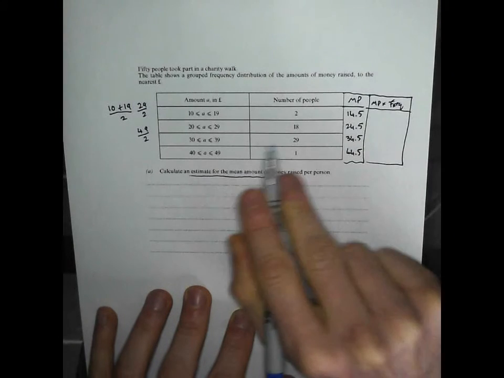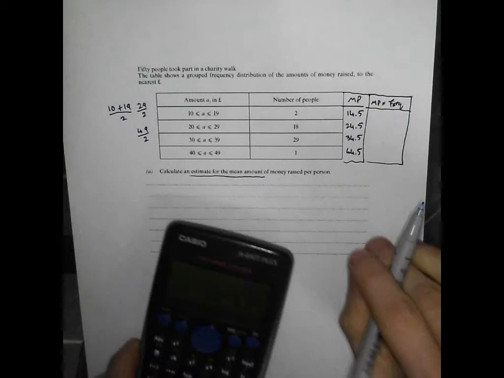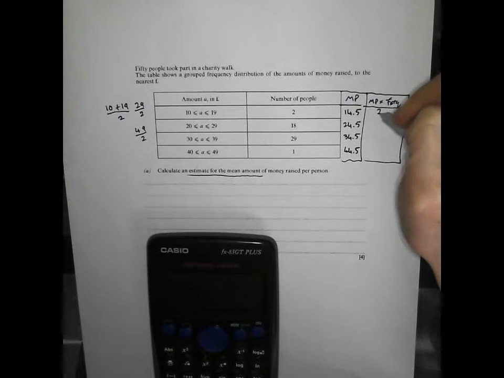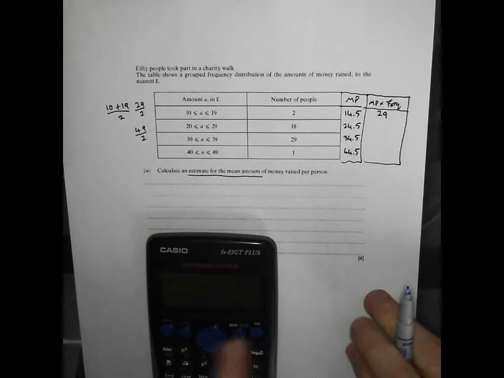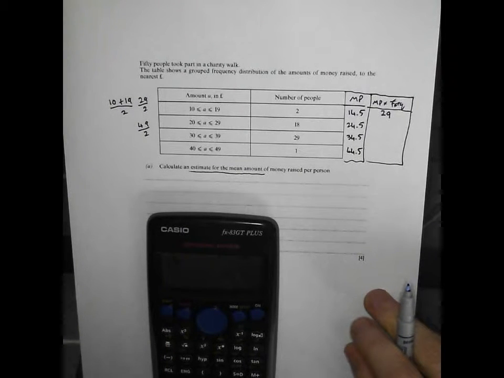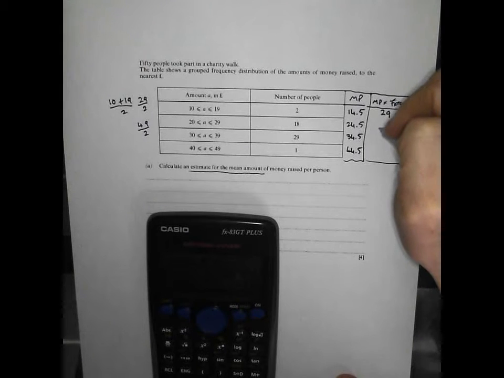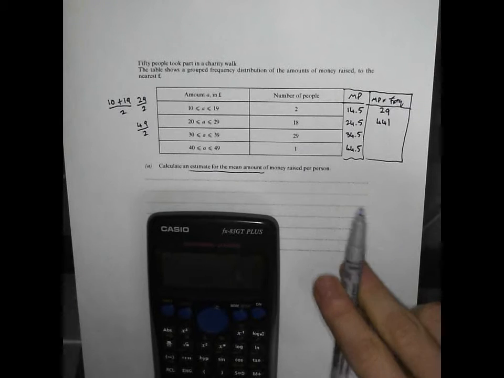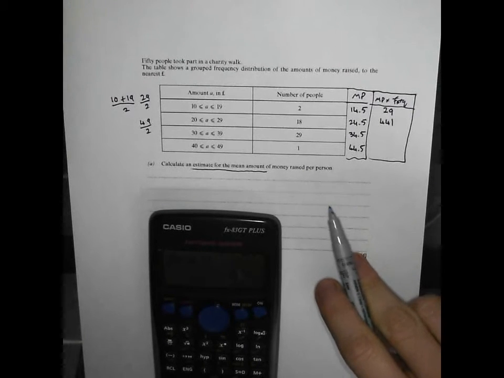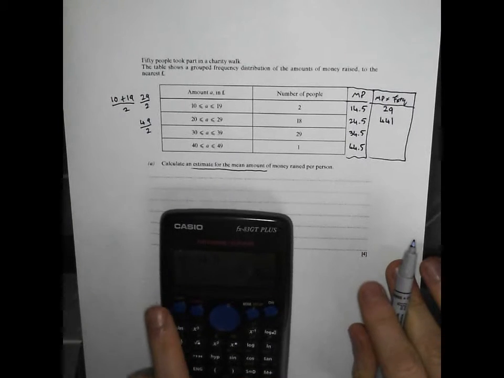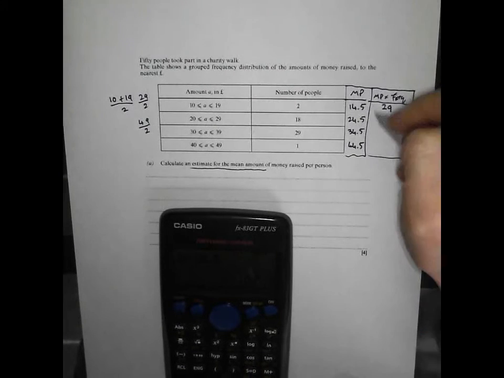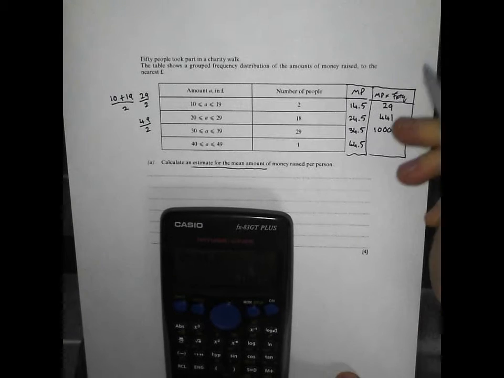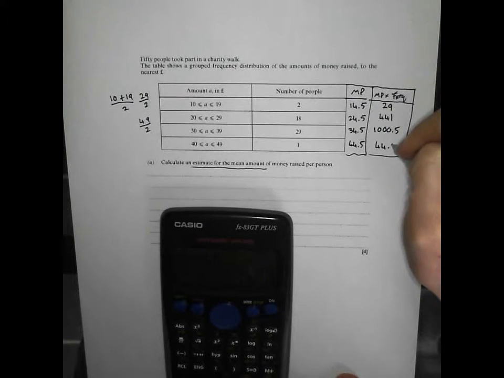So I've got 2 times 14.5. Now, I think I'm alright at doing that one. I think it's going to be 29. But when it comes to doing 18 times 24.5, I'm not so sure I fancy that one. So let's have a look. 18 times 24.5 is 441. Then what have I got? 29 times 34.5, that's going to come to, flipping heck, 2001 over 2. Press my little SD button, that's going to come to 1000.5. And finally, one lot of 44.5 is just going to be 44.5.